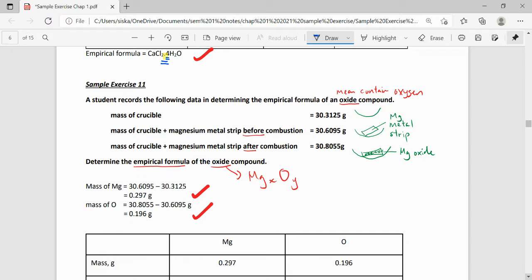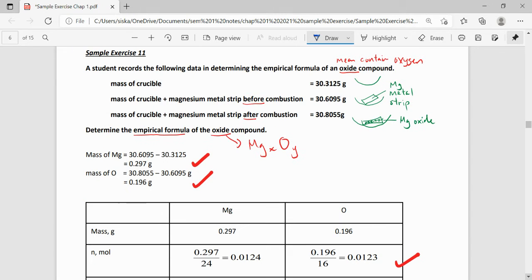Another type of question is from experiment. It says here oxide. Determine the empirical formula for an oxide compound. Oxide means contains oxygen. Let's look at the information given. We have magnesium, so we know that it is magnesium oxide, but we do not know the ratio yet. So we need to calculate from the information given. We need to find the mass only for magnesium and the mass only for oxygen.